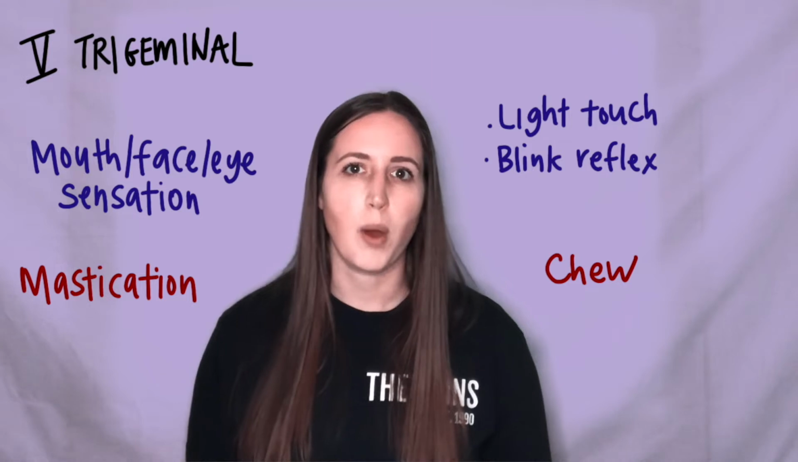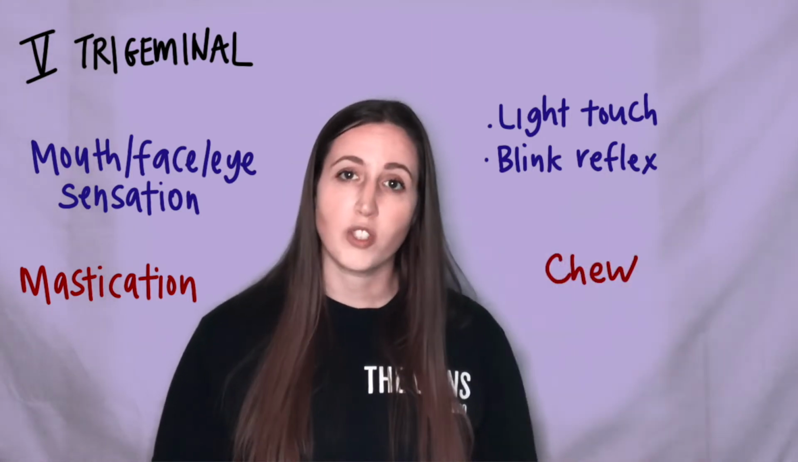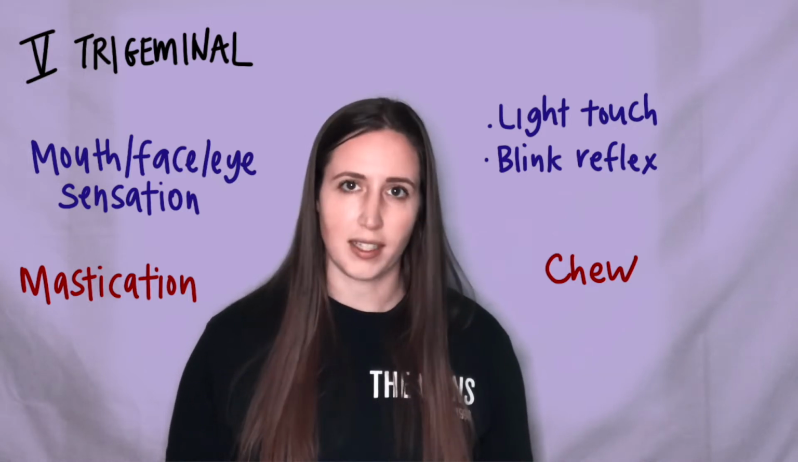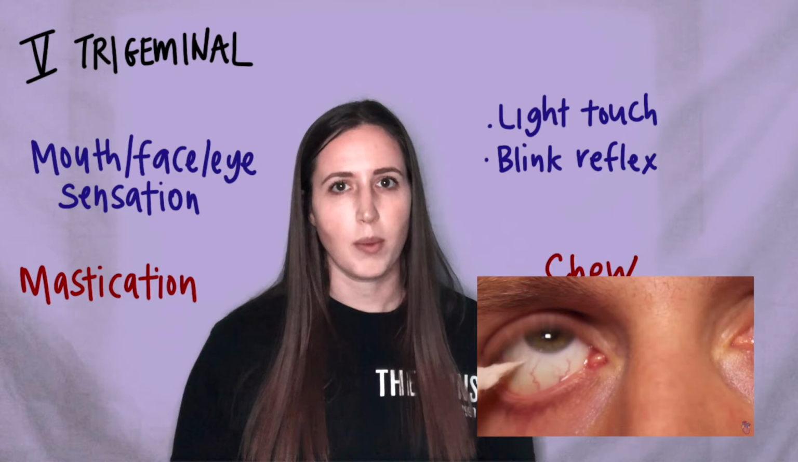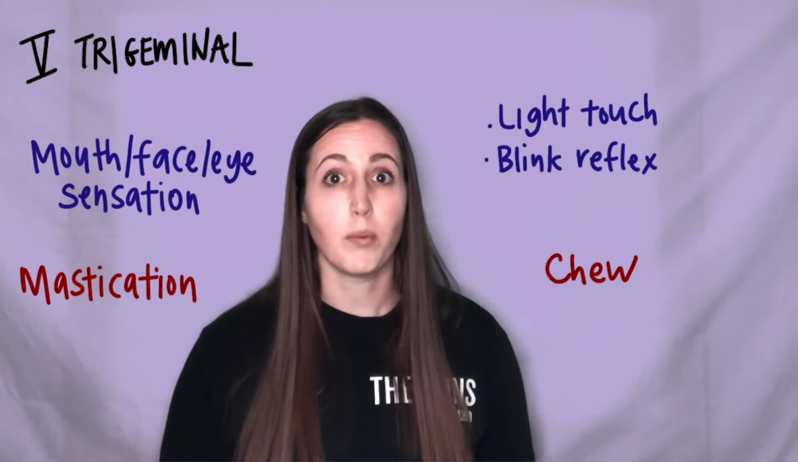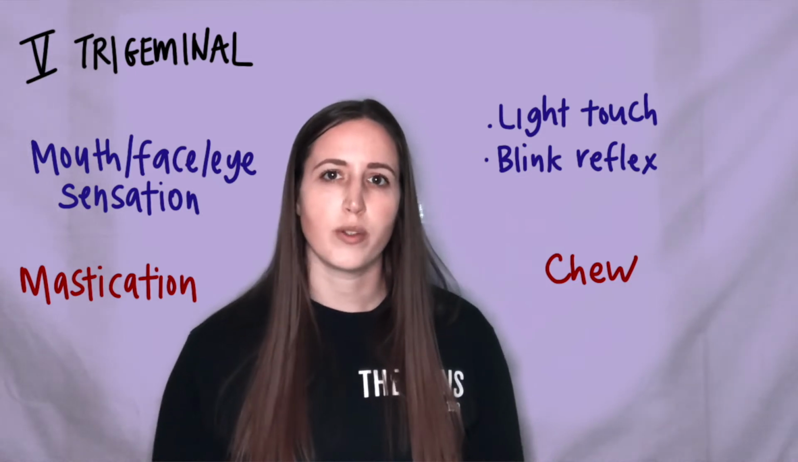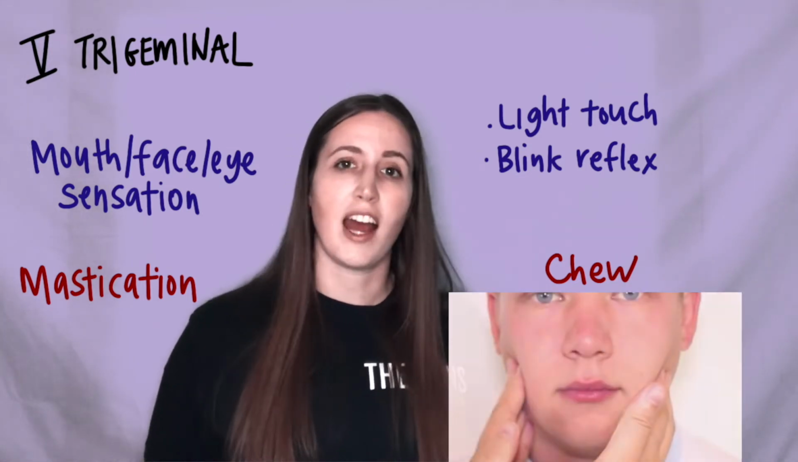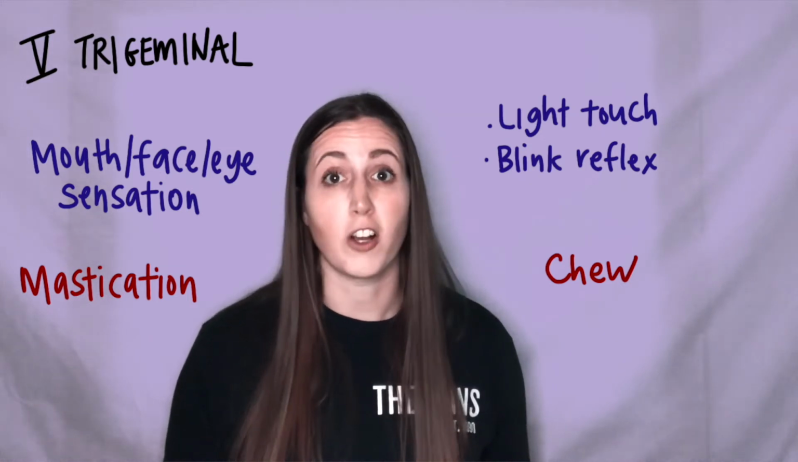So you can take a cotton ball and test various places of their mouth and face, and you can also check their corneal or blink reflex. This is when you have the patient look away and you take a cotton ball and rub it gently on their cornea. Both eyes should naturally blink as a reflex. This nerve also controls the muscles of mastication. So you can have them actually chew or pretend to chew something and make sure that those muscles are functioning.